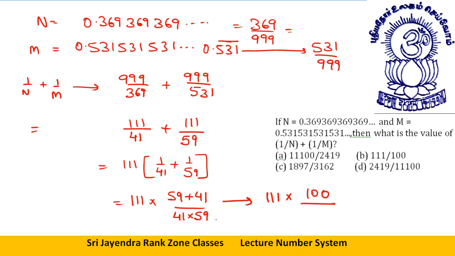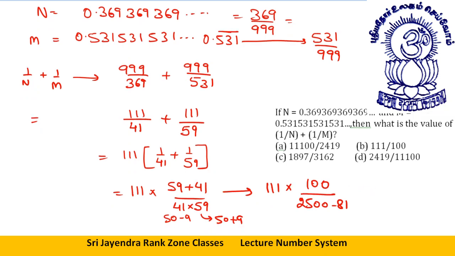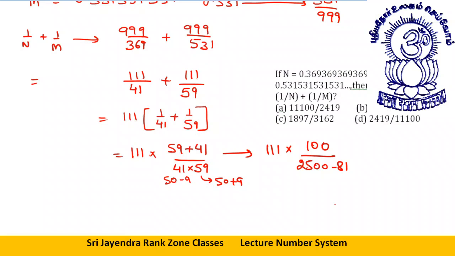See, how do I make the calculation? The numerator is 100. In the denominator, what will come? This is 50 minus 9, and this is 50 plus 9. A plus b, a minus b, a square minus b square. That is 2500 minus 81, which comes out to be 2419. So your answer becomes, my dear students, 11100 upon 2419. That is option number A is your answer, and I'm sure it must be clear to all of you, my dear friends.